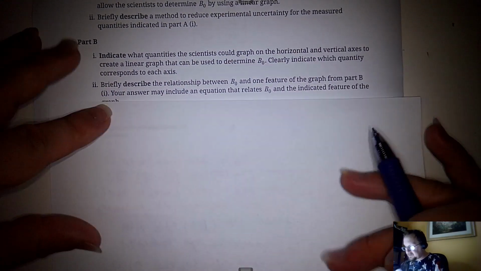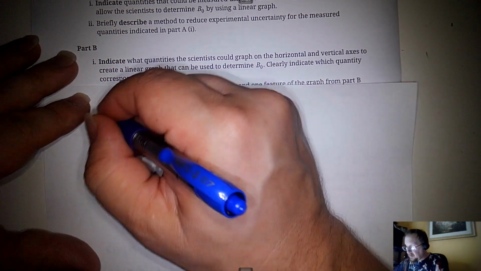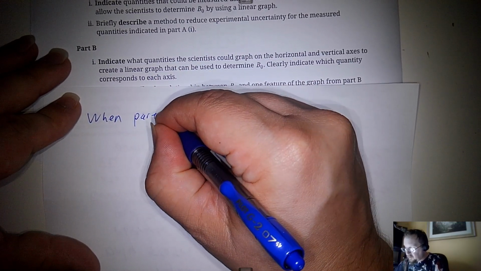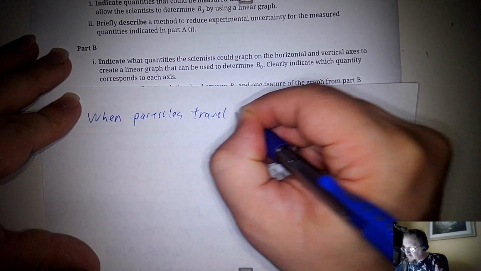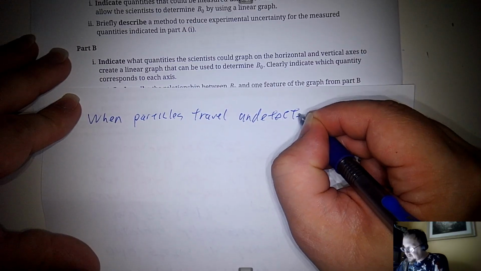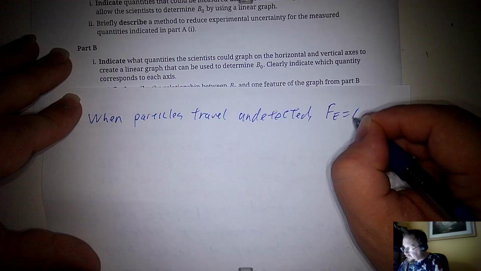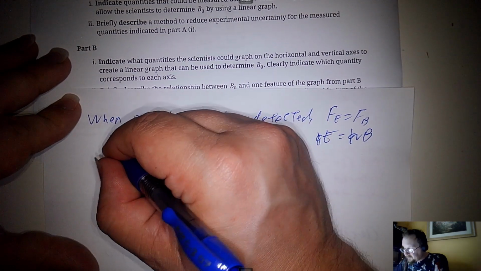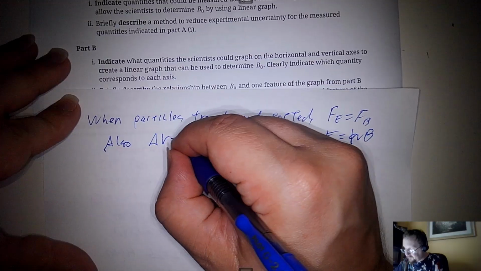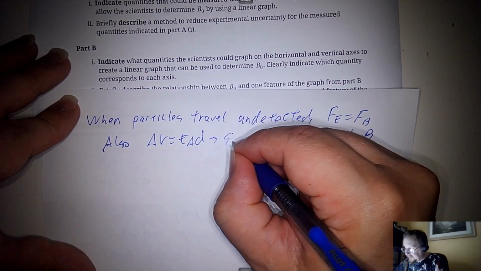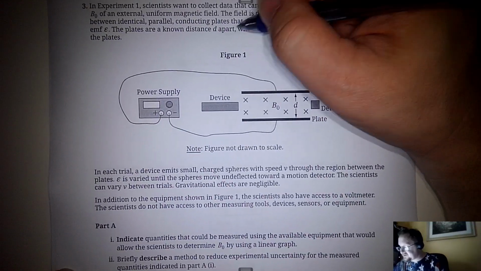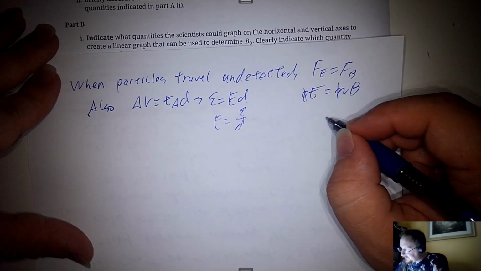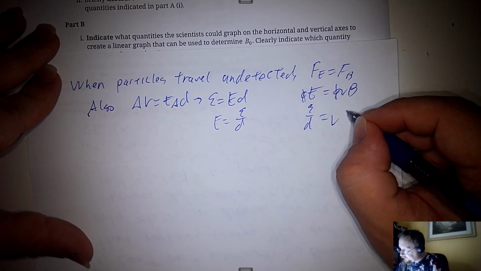Okay, so I am going to say this, and you don't actually have to write this part: when the particles travel undeflected, the electric force equals the magnetic force, QE equals QVB, so the Q's cancel. Also, delta volts equals E delta distance. So that's EMF equals E times the separation distance D between the plates. So that means that E is EMF over D. So this is going to be EMF over D equals VB.